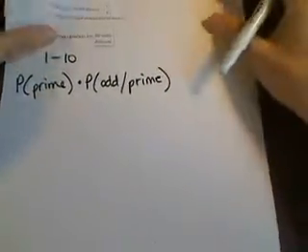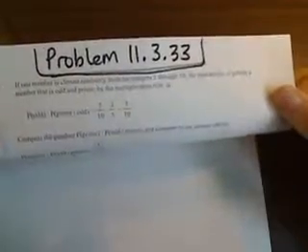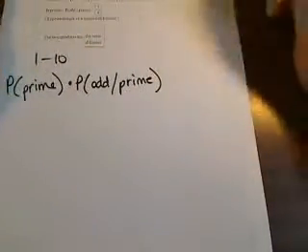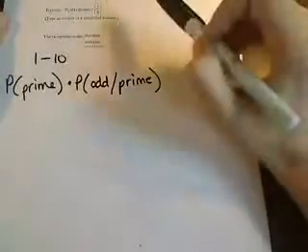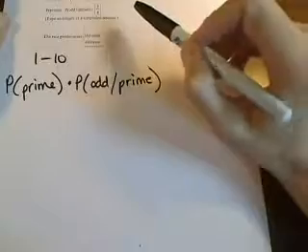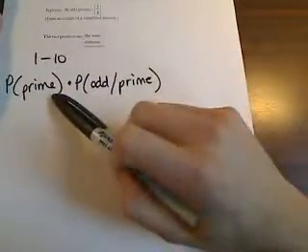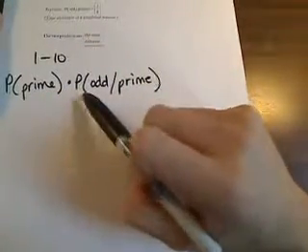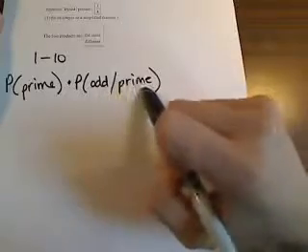Okay, so this is problem 11.3.33, and I'll just read it. It says, if one number is chosen randomly from the integers 1 through 10, we want to compute the product: the probability that it's prime times the probability that it's odd given that it's prime.